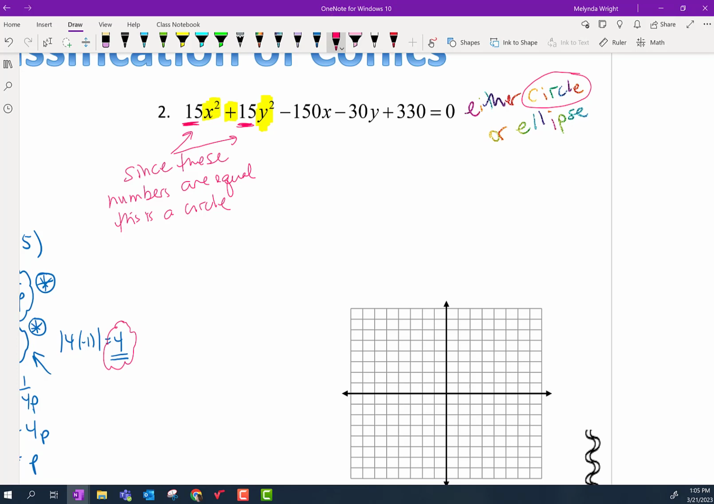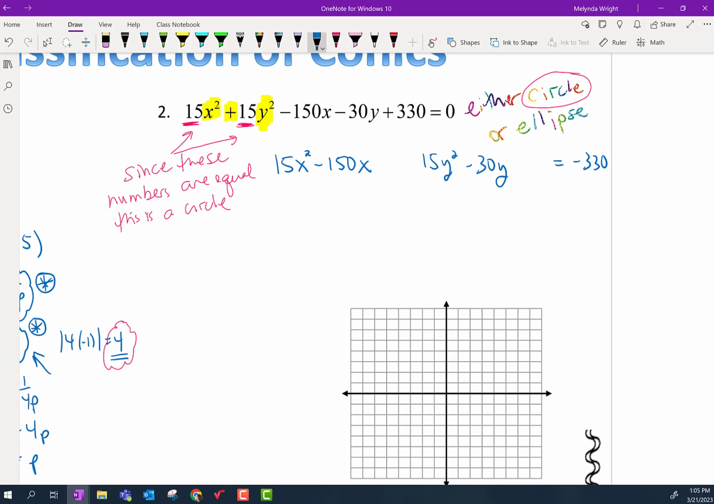Now, it's actually kind of helpful to know what it is that we are working on rewriting so that we know how the formula is supposed to end up. So this is supposed to end up looking like a circle, the way the circle would look. Okay, so let's start on that. I'm going to group the x's together. So I've got 15x squared minus 150x, leave some space. Then I've got 15y squared minus 30y. And I'll move the 330 over, so negative 330.